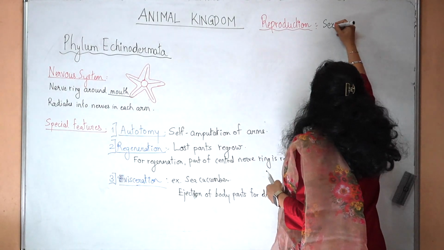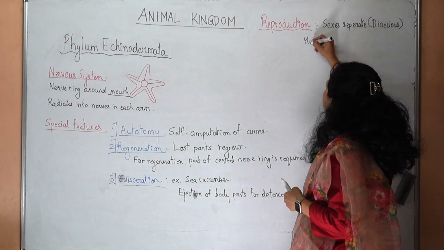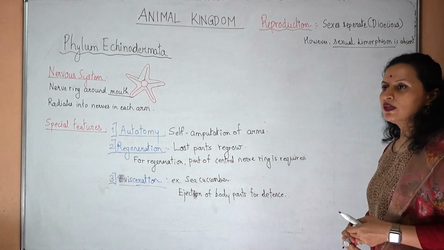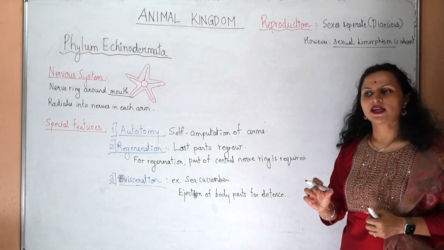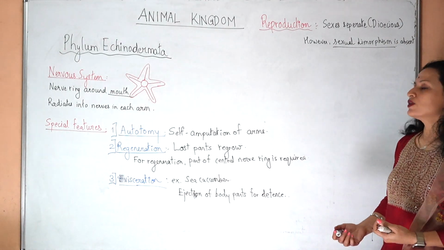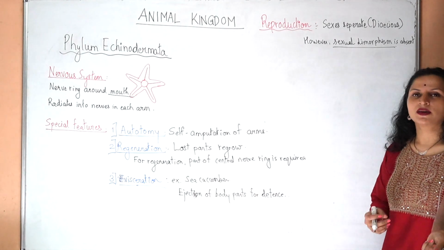Reproduction. Sexes are separate. Echinoderms are dioecious. However, sexual dimorphism is absent. Meaning, sexual dimorphism means what? Male and the female appear separate, right? Like how it is seen in arthropods. But over here, sexual dimorphism is absent. You won't be able to make out which one is a male and a female.